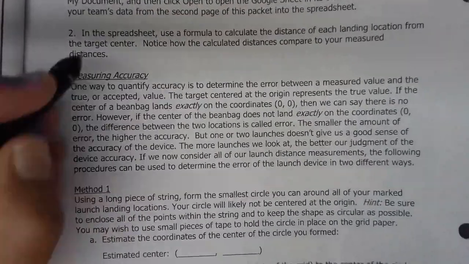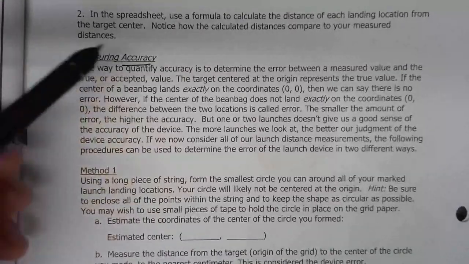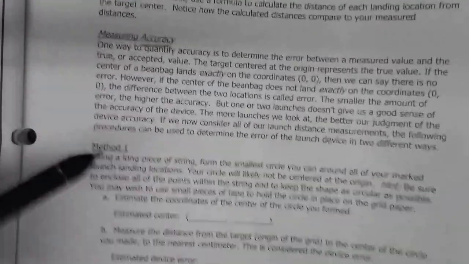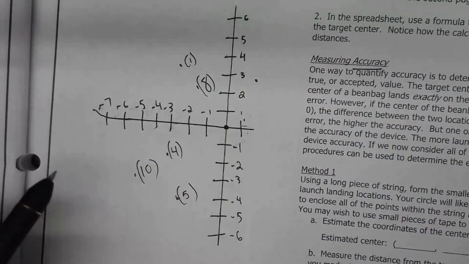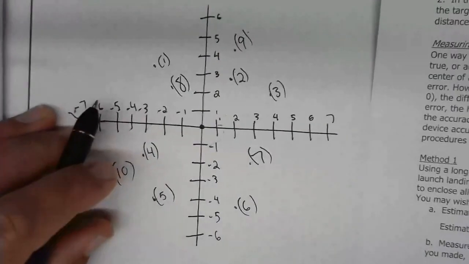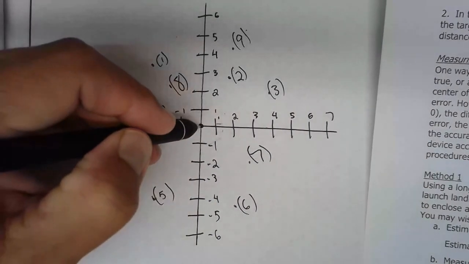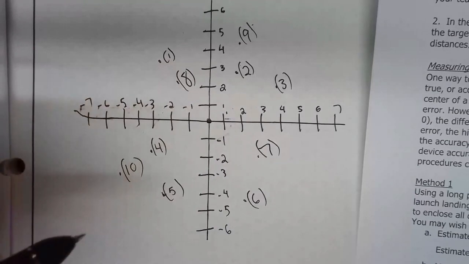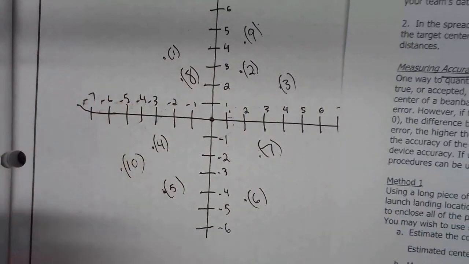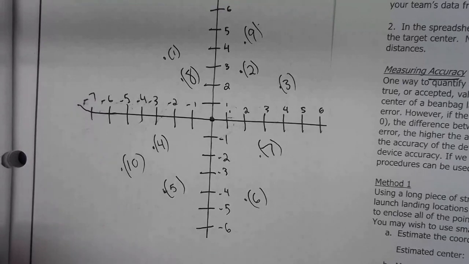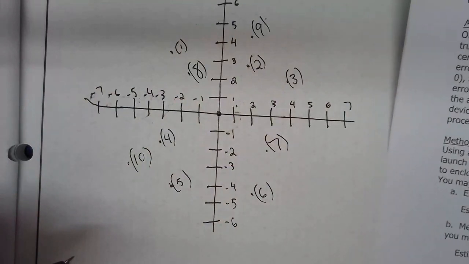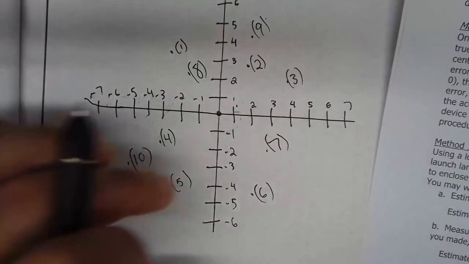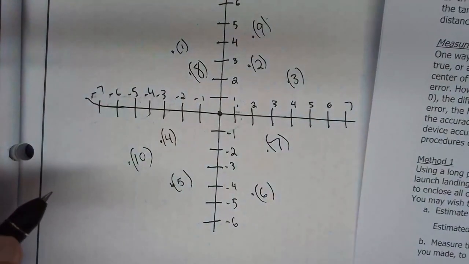All right, so today we're going to look at some accuracy. What we have just done is we have a bunch of data on a grid. If our catapult had perfect accuracy, it would hit 0, 0 every single time. But that is not the case. We obviously had a range of values, so we want to look at where the center would be based on our values.